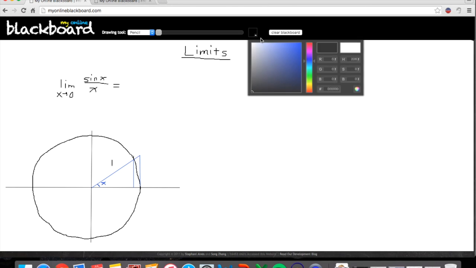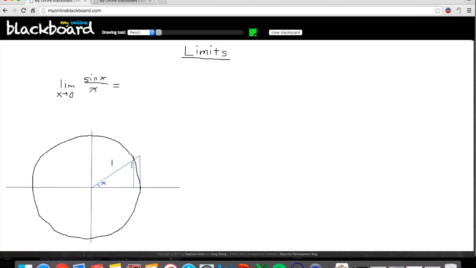So first, let's talk about the length of this line over here. It's a unit circle, so this is actually going to be equal to sine x, because sine x, if you remember from trigonometry, is equal to opposite over hypotenuse. And the hypotenuse is just 1 for this triangle, so this side over here is just sine x.